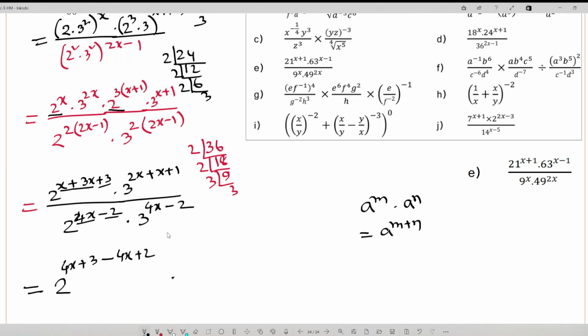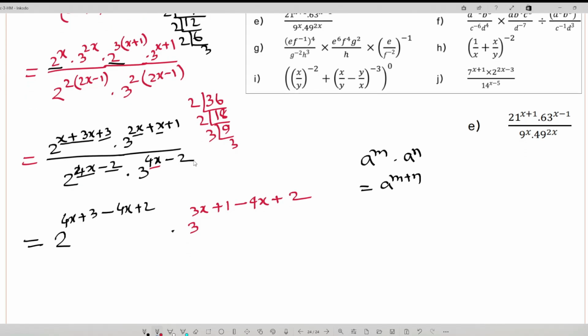And this one we can write like this: 2x plus x, it will be what? 3x, and here is 4x. So we can write 3x plus 1 minus 4x, and here is 1 and here is minus 2, it will become plus 2. Okay, this minus 2 becomes plus 2.